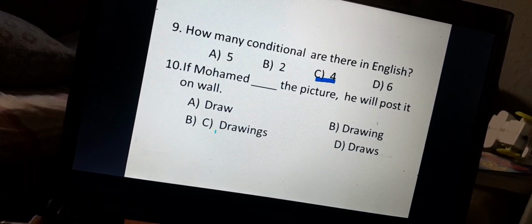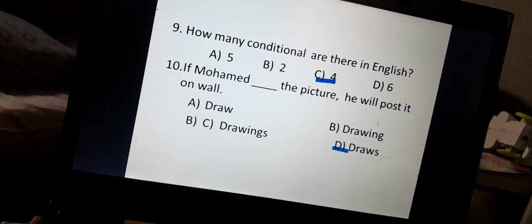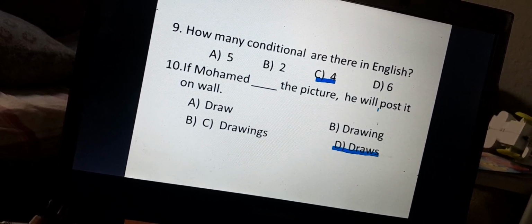So the answer is that if Muhammad draws, okay, draws. So D is the appropriate alternative, because here we are going to use simple present and here simple future tense. And thank you for practicing this exercise that was related to conditionals. Thank you.